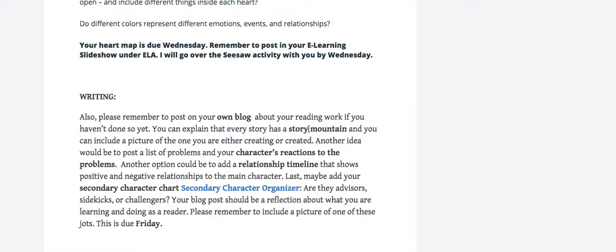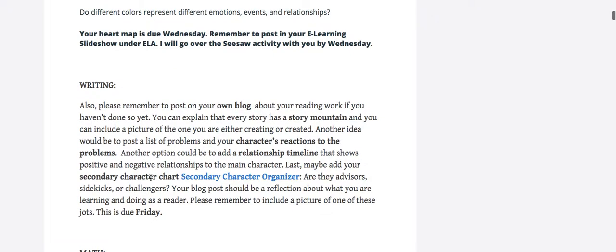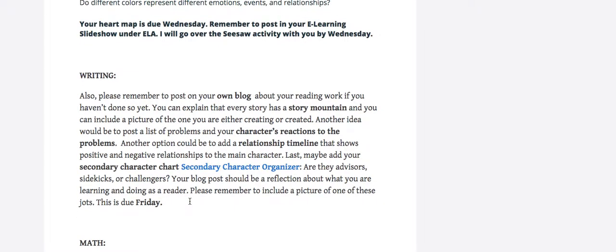Maybe it's a story mountain. Maybe you really jotted down about characters' reactions to their problems. Or maybe you made a relationship timeline to show positive and negative relationships to the main character. Or maybe you want to share your secondary character organizer to show us the advisors, sidekicks, or challengers. So in your blog post, it's more of a reflection about your jots. So while you're writing that, I want you to also include a picture of one of those jots, any of these. And today with Mr.